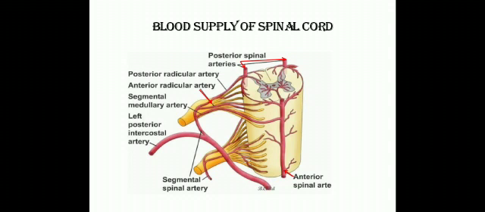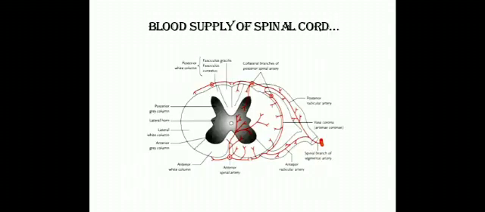And also it is supplied by the anterior radicular artery and the posterior radicular artery, which are branches from the segmental artery. These radicular arteries arise from the spinal branches of vertebral, ascending cervical, deep cervical, intercostal, lumbar and sacral arteries. In this diagram we can observe the vasa corona, which is present in relation to the pia mater, and we can see the branches that will supply the substance of the spinal cord.